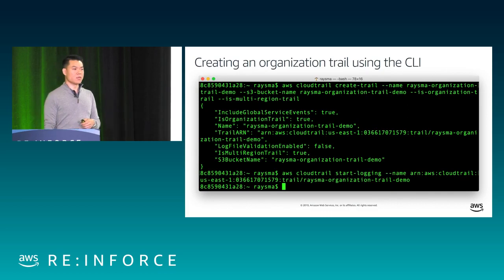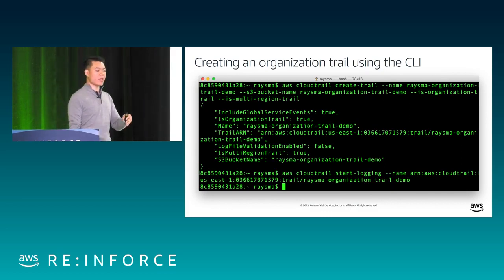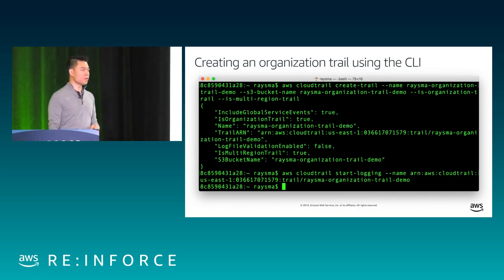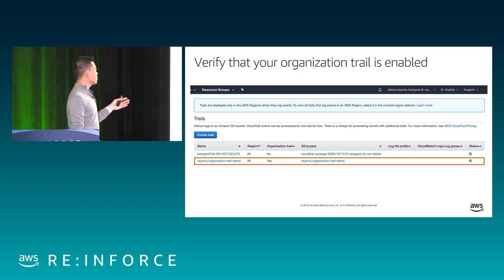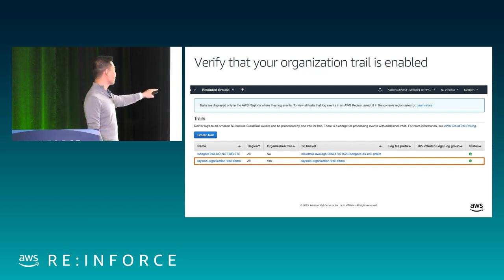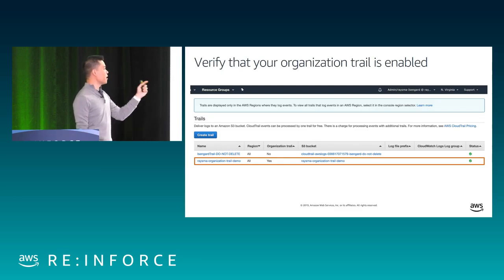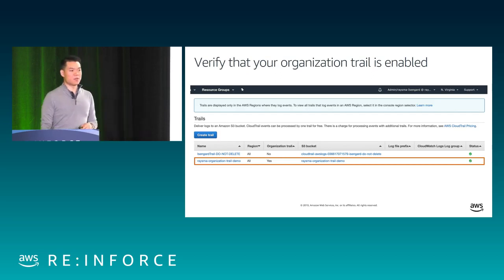across my organization. So I can go ahead and validate that that has been turned on in my organization by navigating over to the console, but you can also call the CLI command. But here in the console, you can see that I've got my trail name, Ray SMA Organization Trail Demo. It's turned on in all regions. It's an organization trail. I can see the S3 bucket that it's writing to, and its status is good to go, which means I've successfully set up the organization trail.